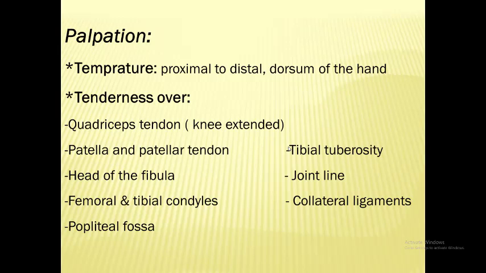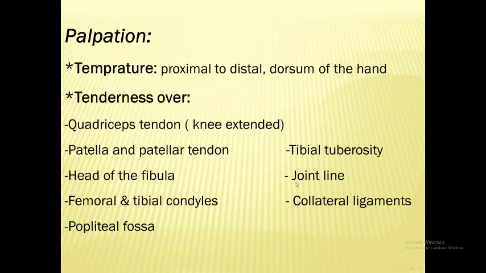Then check tenderness over the quadriceps tendon while the knee is extended. While the knee is semi-flexed, you can check the margins of the patella and the patellar tendon for irregularities or tenderness. Check for any tenderness, swelling or irregularities over the tibial tuberosity in case of Osgood-Schlatter disease. Check the head of the fibula for tenderness.